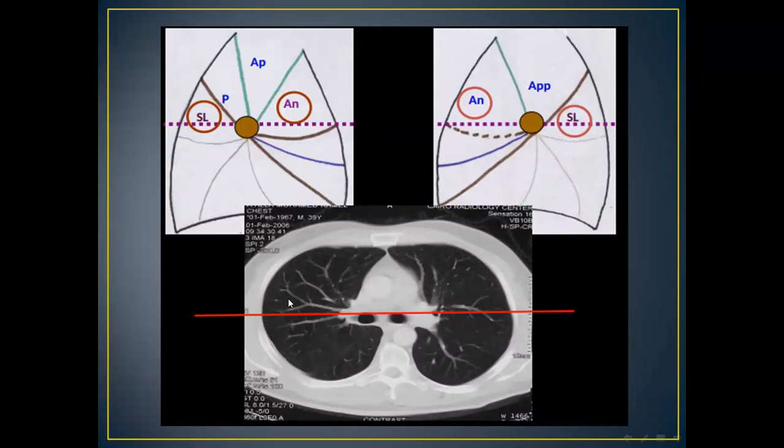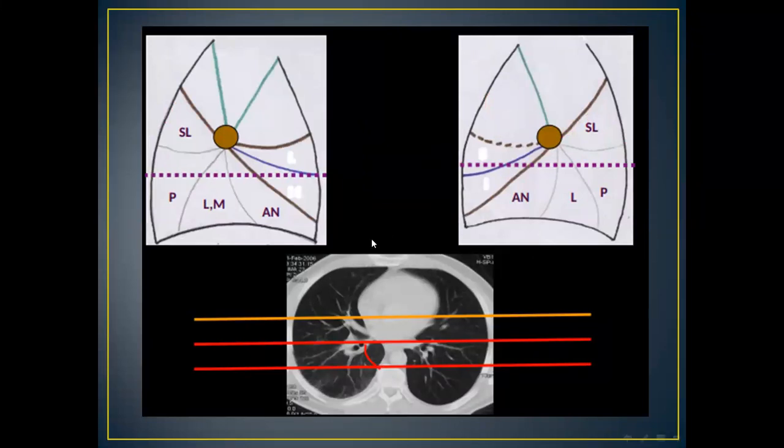The second level is the level of the carina, which divides the lung equally into upper lobes and lower lobes. This level is passing through the carina, and the section is the same on each side. It is passing through the anterior segment only of the upper lobe. This is the anterior segment of the right upper lobe, the anterior segment of the left upper lobe, and posteriorly it passes only through the superior segment. This is the superior segment of both lower lobes.